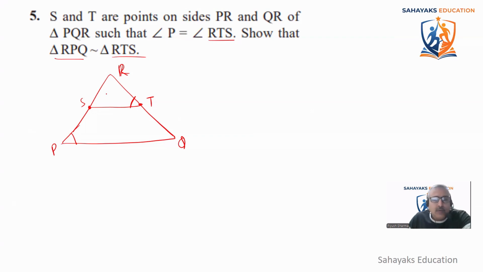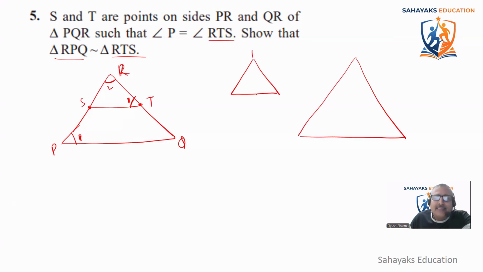So if this angle is 1, this angle is also 1. Isn't it? They have given it. If this angle is 2, this angle is also 2. To prove this similarity, the best thing, for not making any mistakes, is to make two triangles separately. So I'll make this smaller triangle and the bigger triangle. This is R, S, T, the smaller one, and this is R, P, Q.